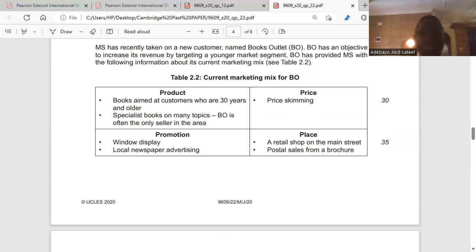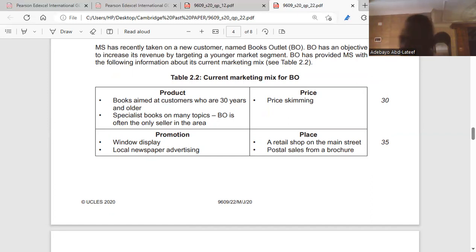This might not be useful for younger customers because they don't have high income. Do you get the point? Yes. So BO should try to use penetration pricing. Charge a lower price, at least for now, to gain more attraction. Do you get the point? Yeah. So that's how BO could change its marketing mix of price.